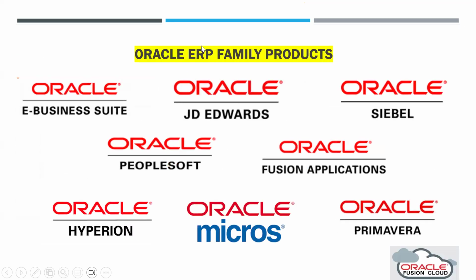These are the ERP family products: E-Business Suite, JD Edwards, Siebel, PeopleSoft, Fusion applications, Hyperion, Micros, and all these applications work under Oracle. These all are ERP applications under Oracle, but now we are going to discuss the Oracle Fusion application. I'm just giving a brief about what Oracle is and how many companies have been acquired by Oracle. Now we are going to discuss Oracle Fusion application.